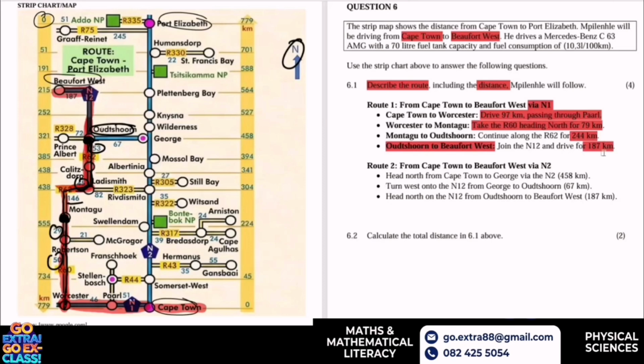And then after that, therefore, he will have reached his destination. So that is the first route. That's how I've identified the first route. But there's also another route, as we can see there.